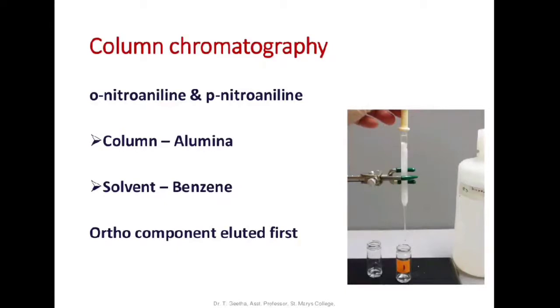An example is the separation of ortho- and para-nitroaniline from their mixture. The solid phase is alumina and the liquid phase, that is the solvent, is benzene. As ortho-nitroaniline is less strongly adsorbed than its para counterpart, it elutes first.